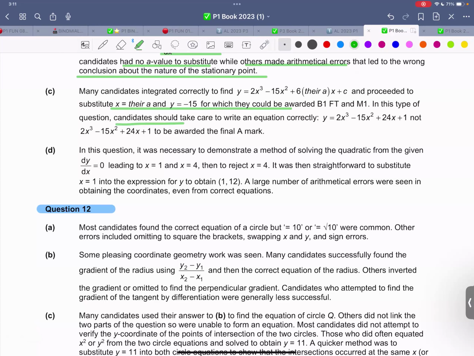In this type of question, candidates should take care to write an equation correctly. The final answer, write it correctly. In this question, it was necessary to demonstrate a method of solving the quadratic equation. It was then straightforward to substitute x equals 1 in the expression to obtain 1, 12. A large number of arithmetic errors were seen.